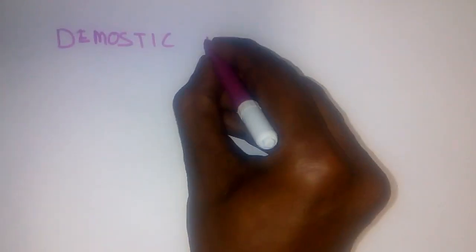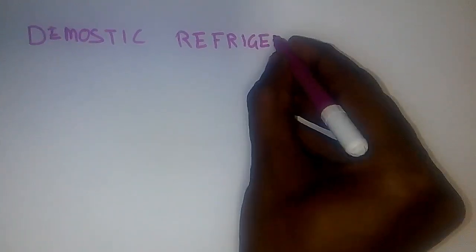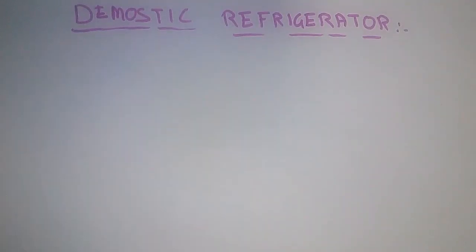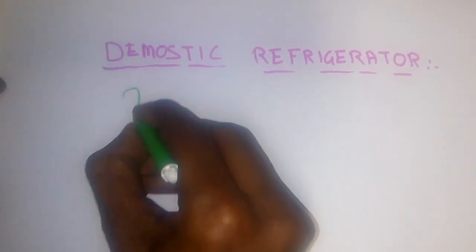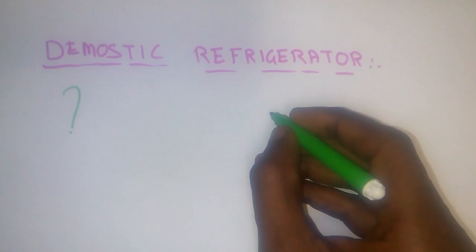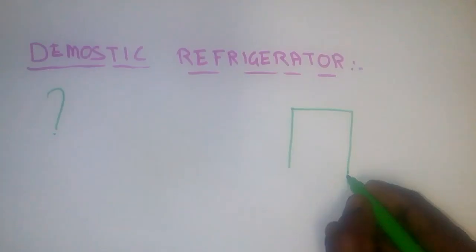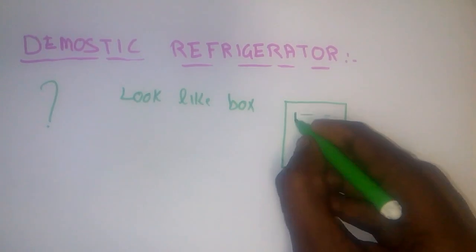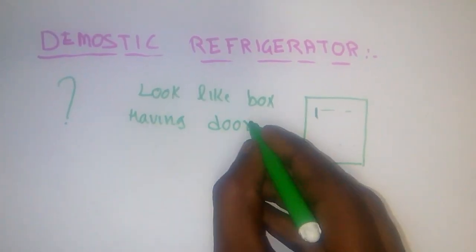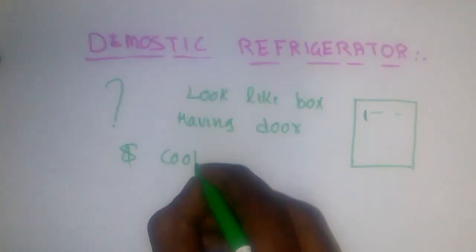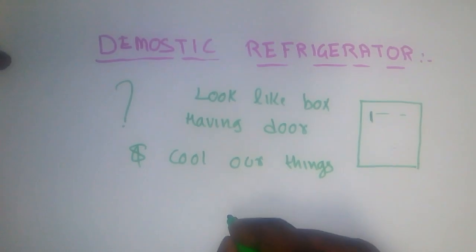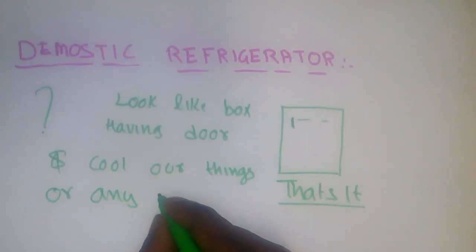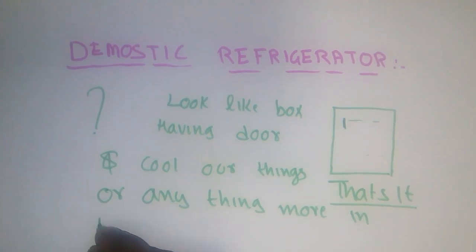Domestic refrigerator. What do we understand from a domestic refrigerator? It looks like a box which has a door, and that cools our things, our fruits and all other things. That's what we know about the domestic refrigerator.